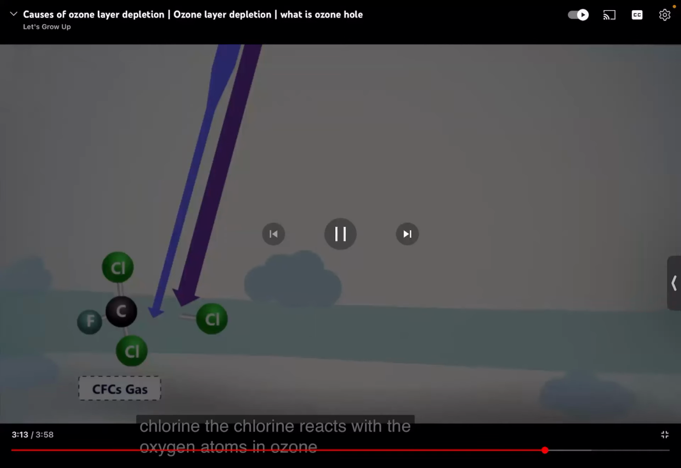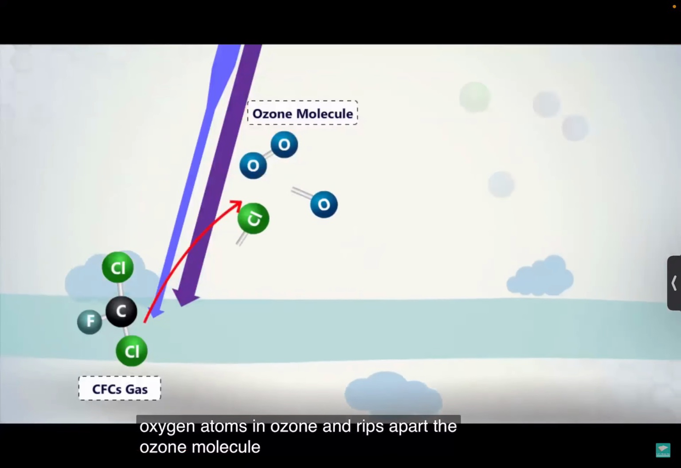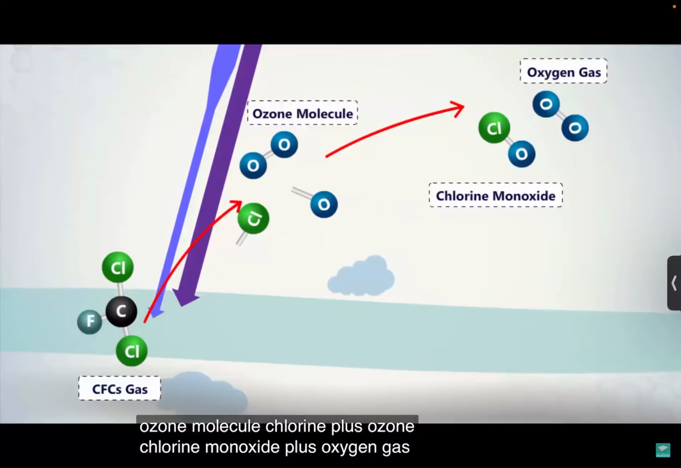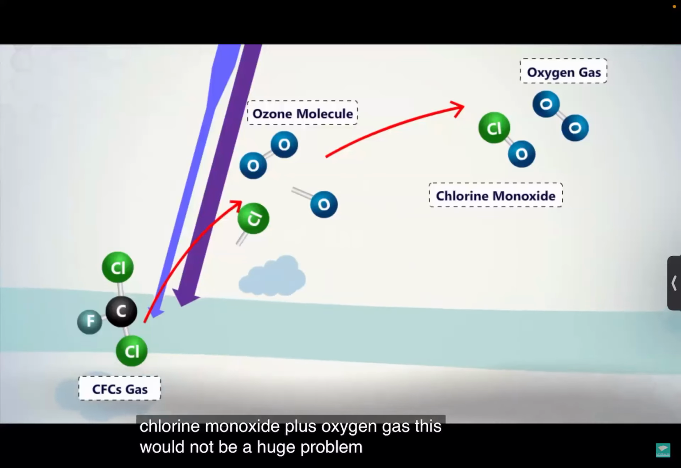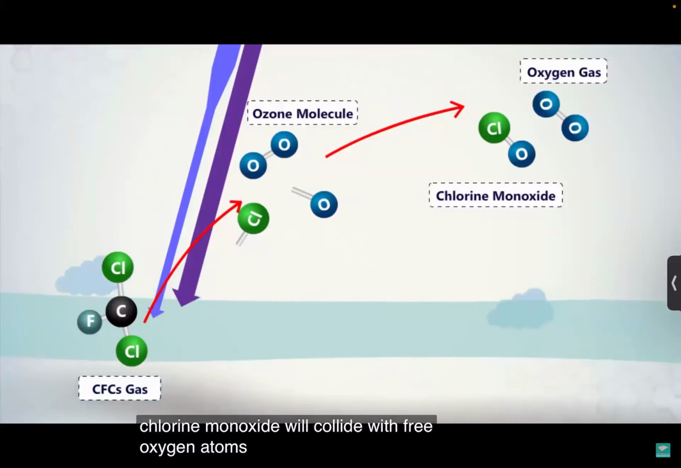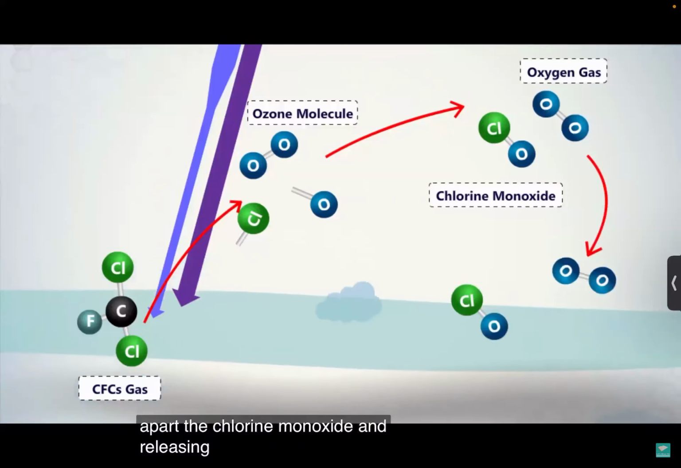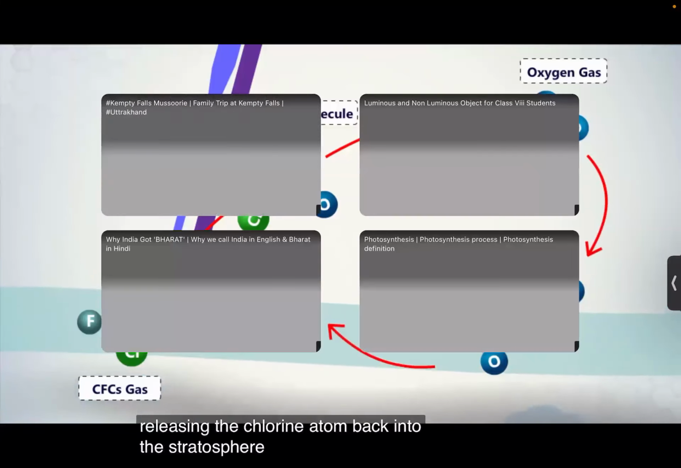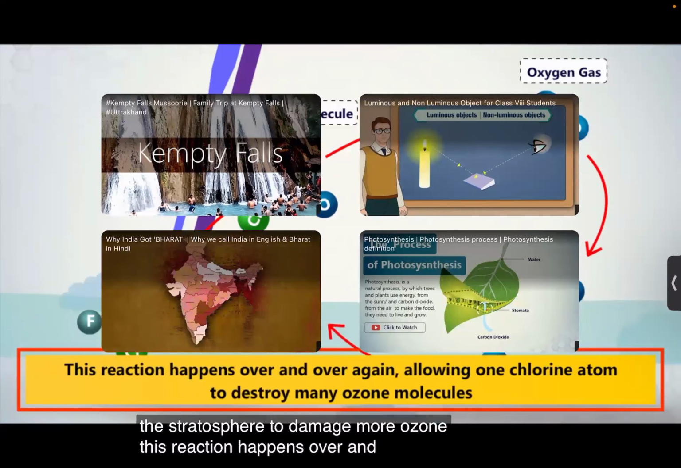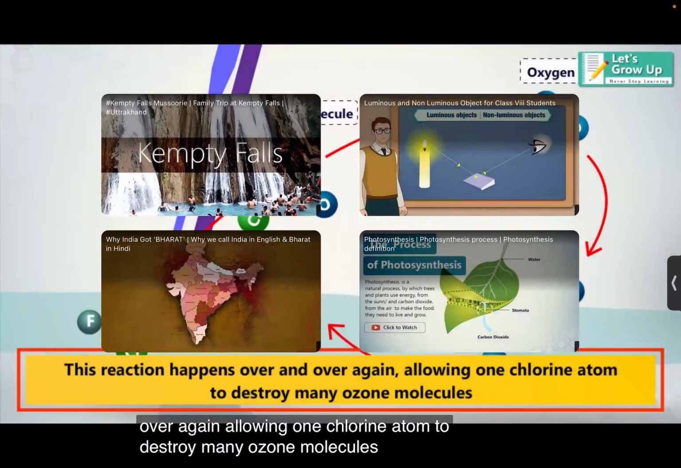So please listen carefully. Chlorine rips apart the ozone molecule. Chlorine plus ozone gives chlorine monoxide plus oxygen gas. This would not be a huge problem, except for one thing: chlorine monoxide will collide with free oxygen atoms. This oxygen atom will break apart the chlorine monoxide, releasing the chlorine atom back into the stratosphere to damage more ozone. This reaction happens over and over again, allowing one chlorine atom to destroy many ozone molecules.